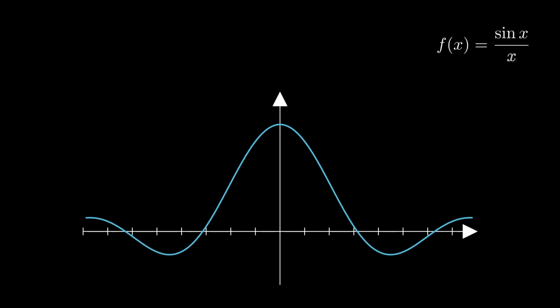If we plot f of x equals sine x over x, the curve looks perfectly smooth everywhere, except right at x equals 0, where the function isn't even defined. There's a hole. The question is, what value would fill that hole in perfectly?